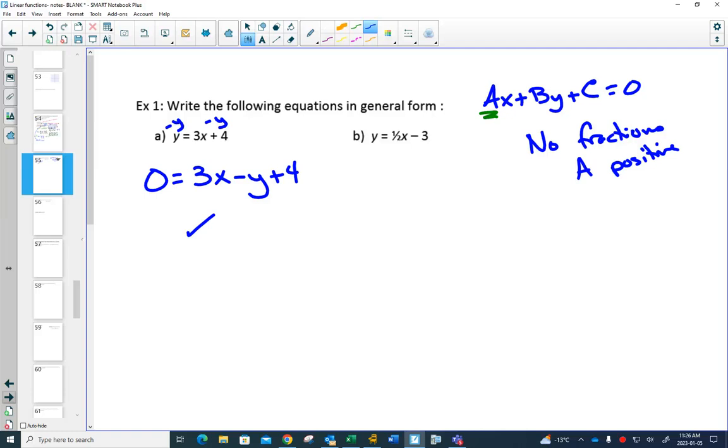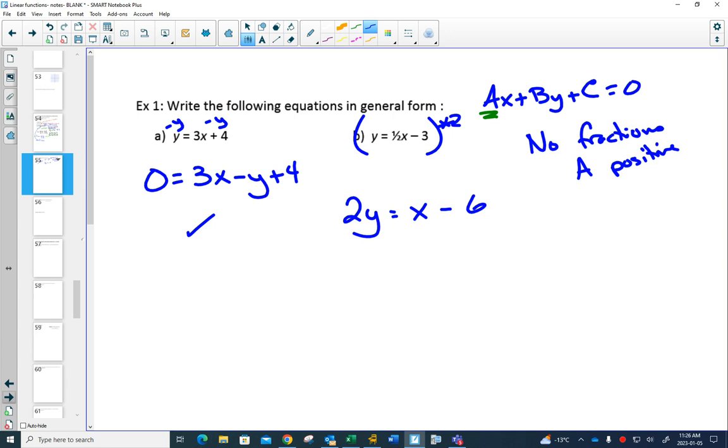Second one, do we have fractions? Yes, so I'm dividing by 2. What could I do to get rid of that fraction? Multiply by 2. So I multiply the whole thing by 2, which means I multiply the y by 2 and distribute the half. When it gets multiplied by 2, it will just become 1. So I have 1x, and the minus 3, when it gets multiplied by 2, I get minus 6. Now I have no fractions.